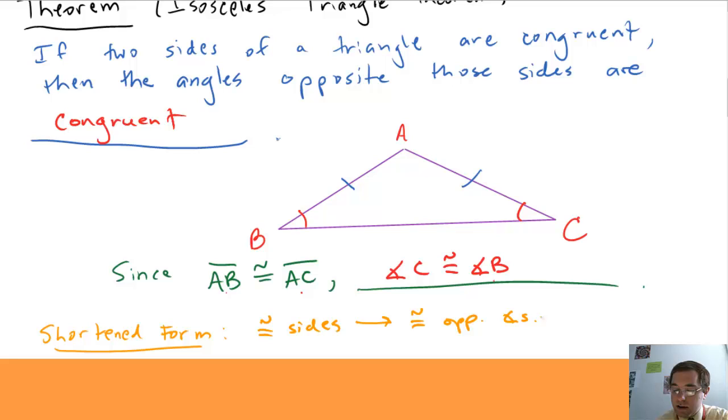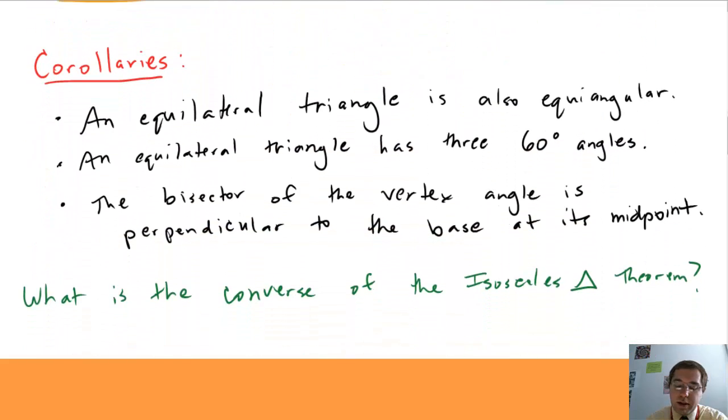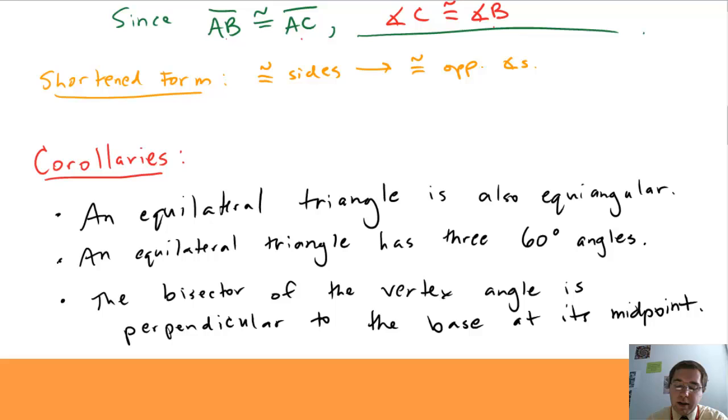A corollary is a theorem that is proven directly and very obviously from another theorem. So we have these three corollaries to the isosceles triangle theorem. First one says an equilateral triangle is also equiangular. We know an equilateral triangle is always isosceles, because equilateral means it has three congruent sides. Isosceles means it has two congruent sides. If it has three congruent sides, it certainly has two congruent sides. So the equilateral triangle applies to this isosceles triangle theorem.